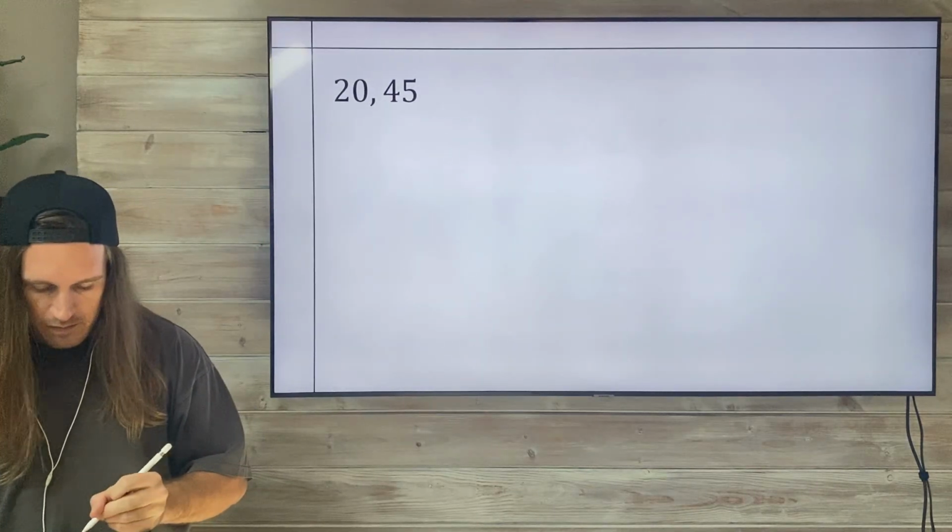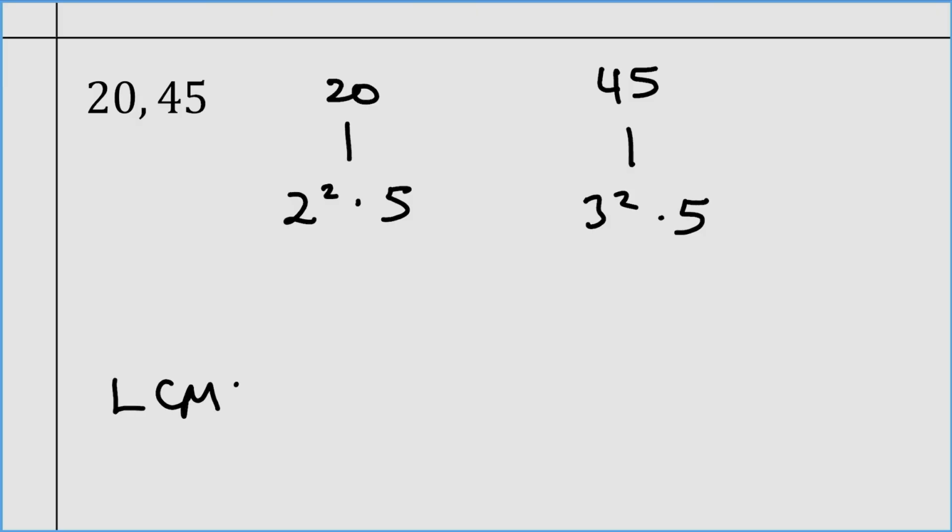Next, 20 and 45. The prime factorization of 20 is 2 squared times 5. We worked this out on the last page. The prime factorization of 45 is 3 squared times 5. To find the least common multiple, we're going to go factor by factor. There's only one prime factor of 2 to choose from, so we use it. We don't have to pick the highest exponent because there's only one option, the 2 squared. The same thing with the 3: only one option, so use the 3 squared.